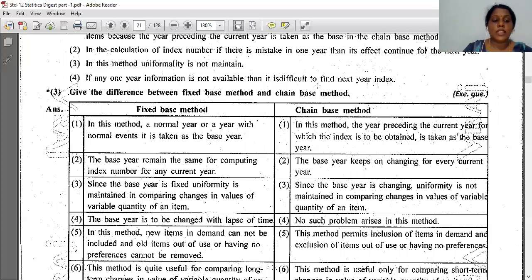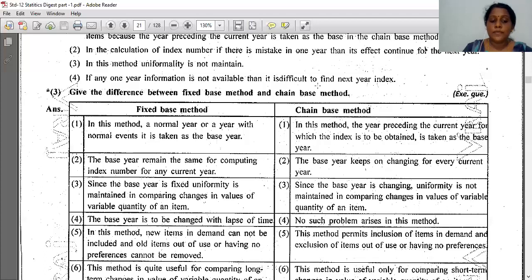So in the second point, see, the base year remains the same in fixed base, but in chain base, the base year keeps on changing. Third is, since the base year is fixed, uniformity is maintained in comparing changes in values of variable quantity of an item. If the base year is fixed, then it will be possible to compare the changes. But in case of chain base, the base year is changing. Uniformity is not maintained in comparing changes in values of variable quantity.